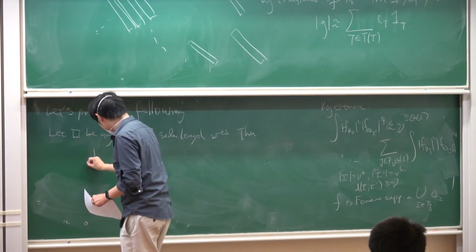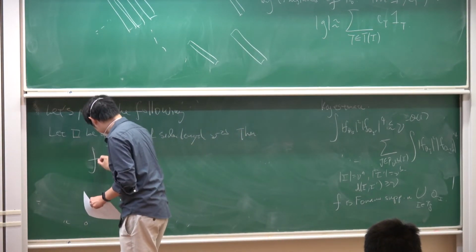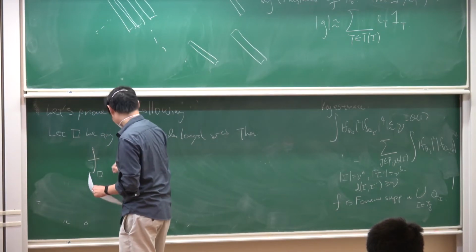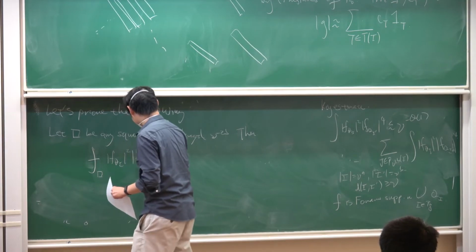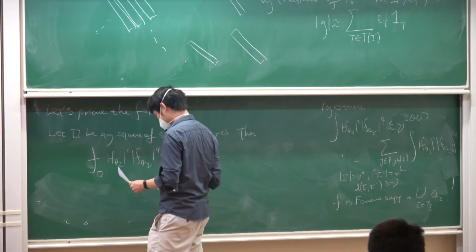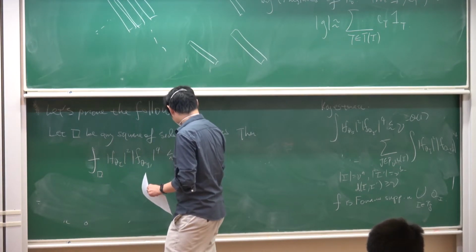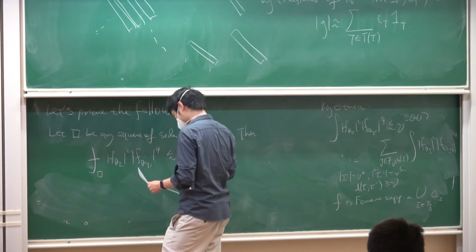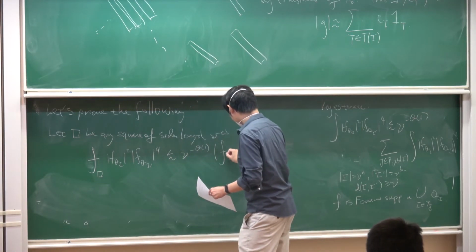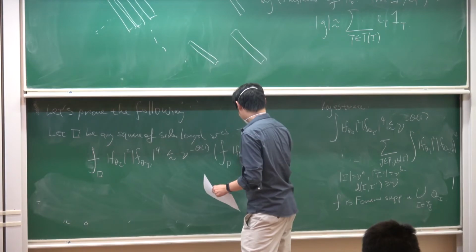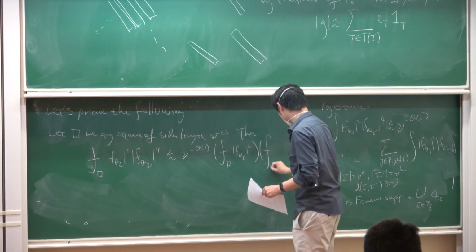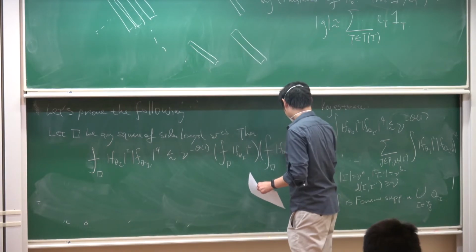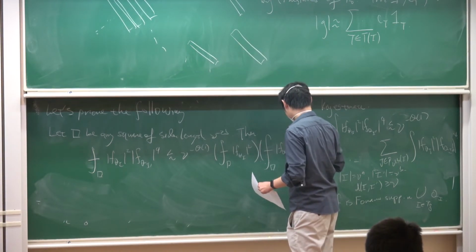the average of f theta I squared times f theta I prime to the 4 is bounded by nu to the minus big O of 1 times the average value of f theta I squared times the average value of f theta I prime to the 4.